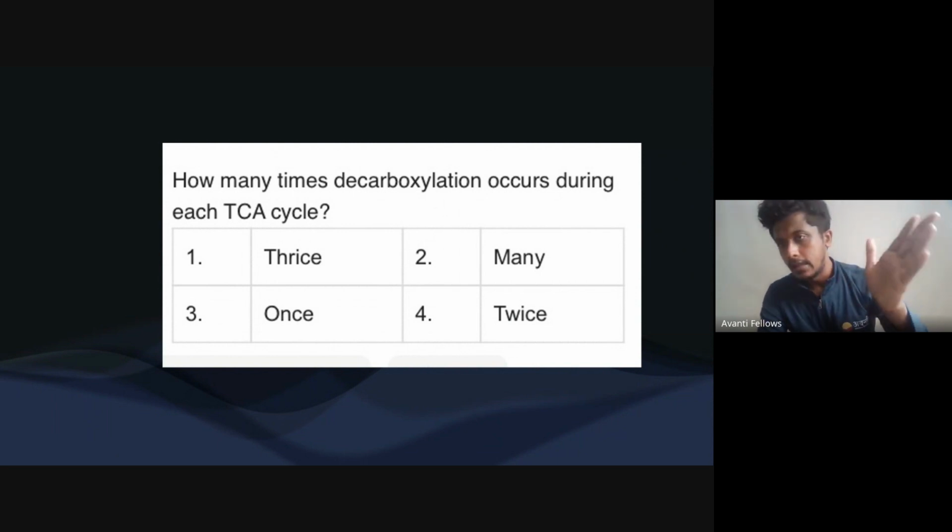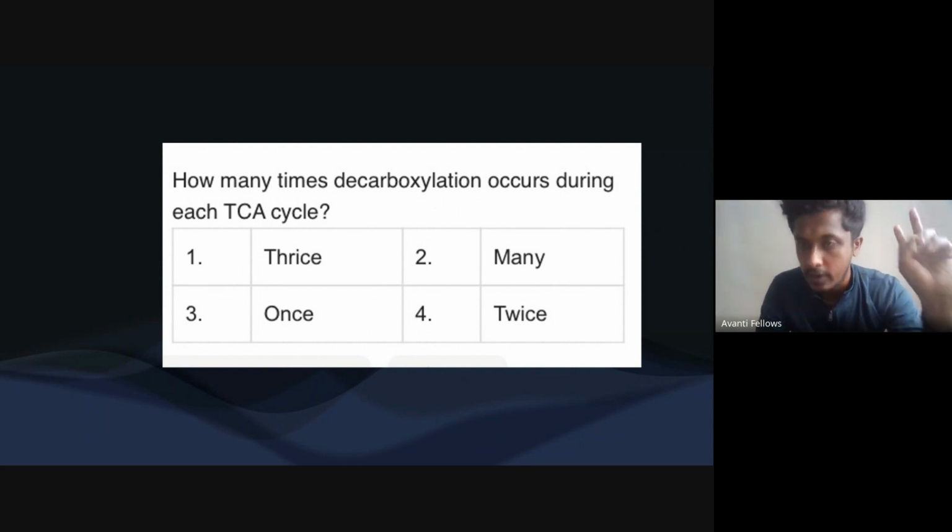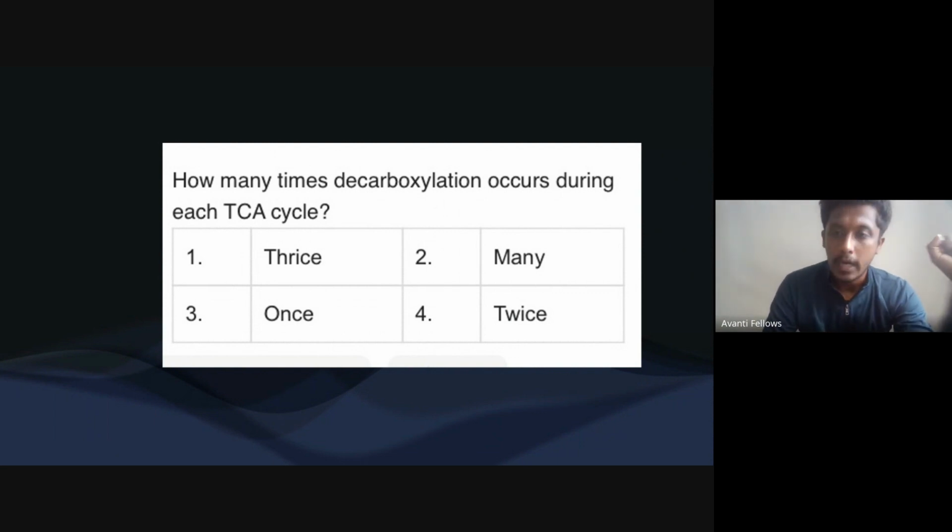Can we tell the answer for this? See, students, what is decarboxylation reaction? Decarboxylation reaction is the removal of carbon dioxide during a specific process. Now, when we talk about the Krebs cycle, where can we see decarboxylation? As I've told you just now while we were revising, in the Krebs cycle, decarboxylation occurs at two places. One is isocitrate converted into alpha ketoglutarate, that is one place. And the second place is when alpha ketoglutarate is converted into succinyl CoA. So in these two places, carbon dioxide removal takes place.